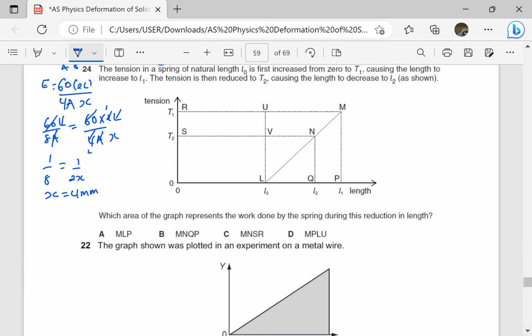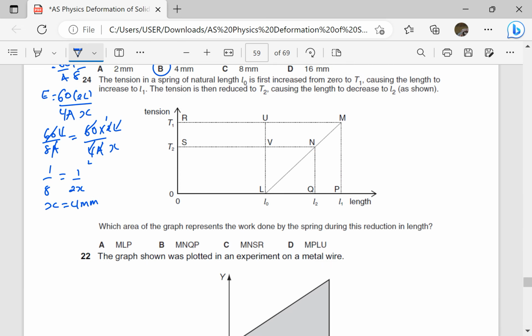Tension. The tension in a spring of natural length L0 is first increased from 0 to T1, causing the length to increase to L1. The tension is then reduced to T2, causing the length to decrease to L2, as shown. Which area of the graph represents the work done by the spring during this reduction? Remember, work done is always with the extension axis. So it should be with the length axis, not the tension. It is extension axis. So extension can be got from the length axis for this particular graph.